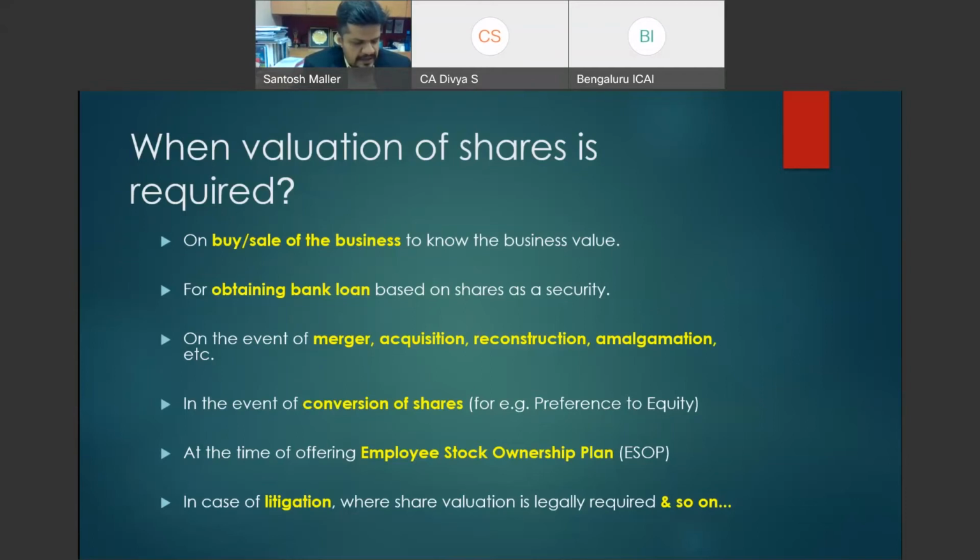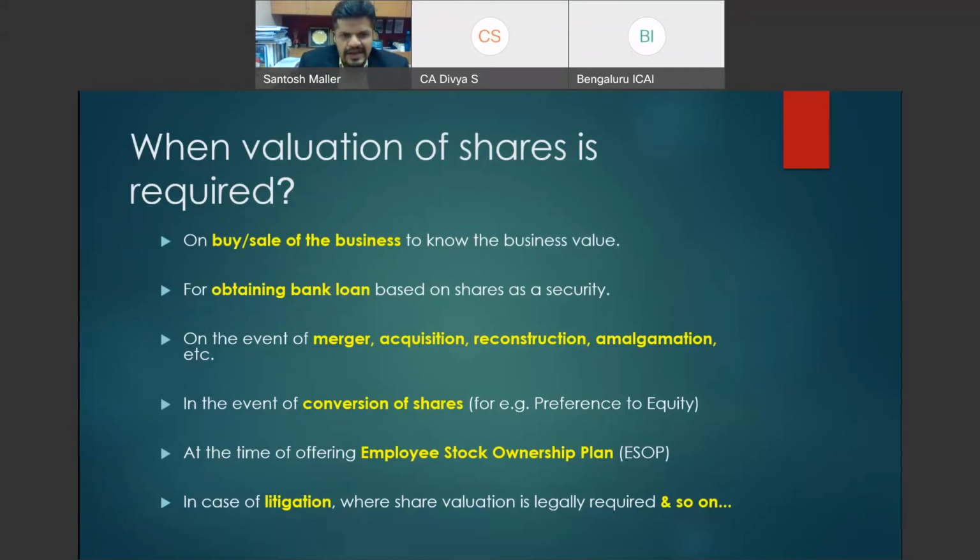So how much tax will be attracted by the ESOPs will have to be decided based on the value of the stock options. In case of litigation, for example, if there is a litigation between two companies, there can be a dispute about what is the true value. Okay, that can also have a requirement of a valuation.